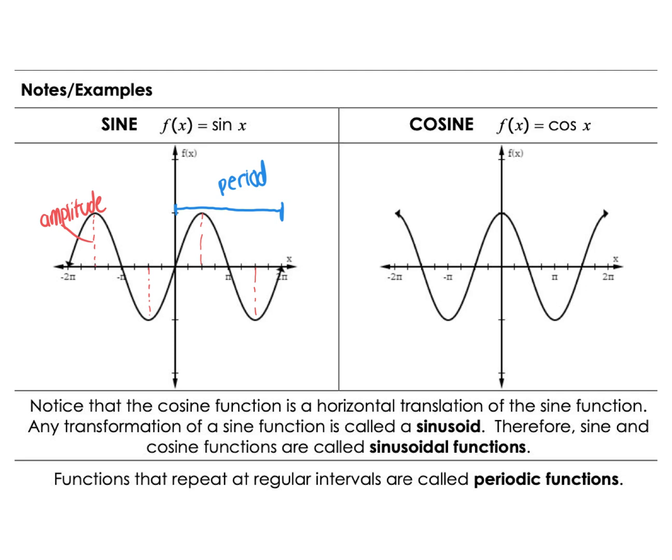So then if we look at cosine, we also have an amplitude here, an amplitude here, an amplitude here. But then our period is going to look a bit different. So the period will be from here to here. Now, the major difference between a sine function and a cosine function is that the sine function starts at the x-axis, the cosine function does not.